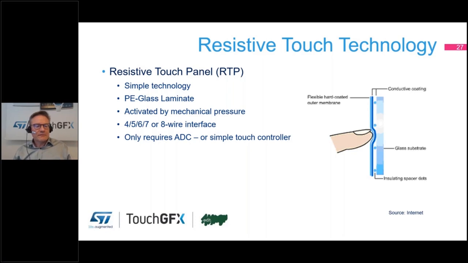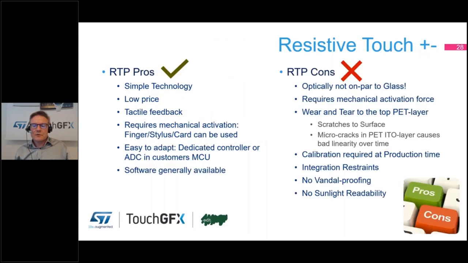There are a few 4, 5, 6, 7, 8 wire technologies. Most common are 4-wire. I've seen a few 5 wires over my career, and even some 7 and 8 wires. Depends on which manufacturer you buy them from. However, as I said, today we do run more and more into capacitive, and the reason for that is, if you look at the con side of the resistive technology, you cannot compare resistive technology with capacitive technology in terms of optical performance or look and feel. It's simply not on par.